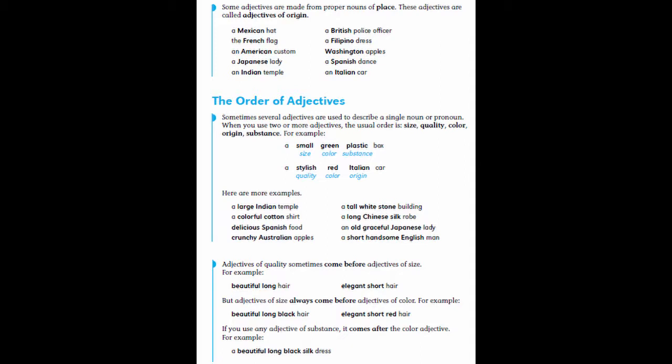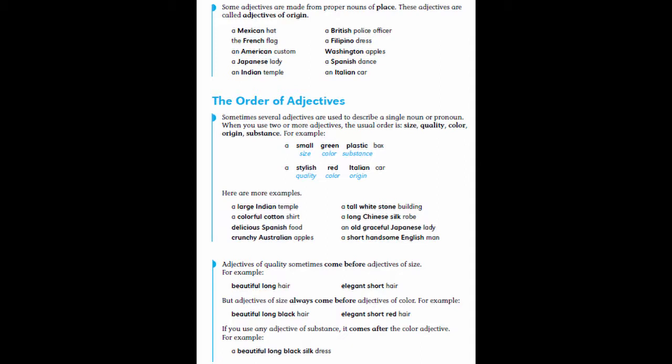Now, if you remember the general rule, now we can look at the exception. But make sure that you have the general rule down completely. And if you have any problems, make a note, and I'll discuss it with you during your Google Meet and everything else. But for now, just remember this formula: size, quality, color, origin, substance. That's what you have to remember when you're talking about adjectives.